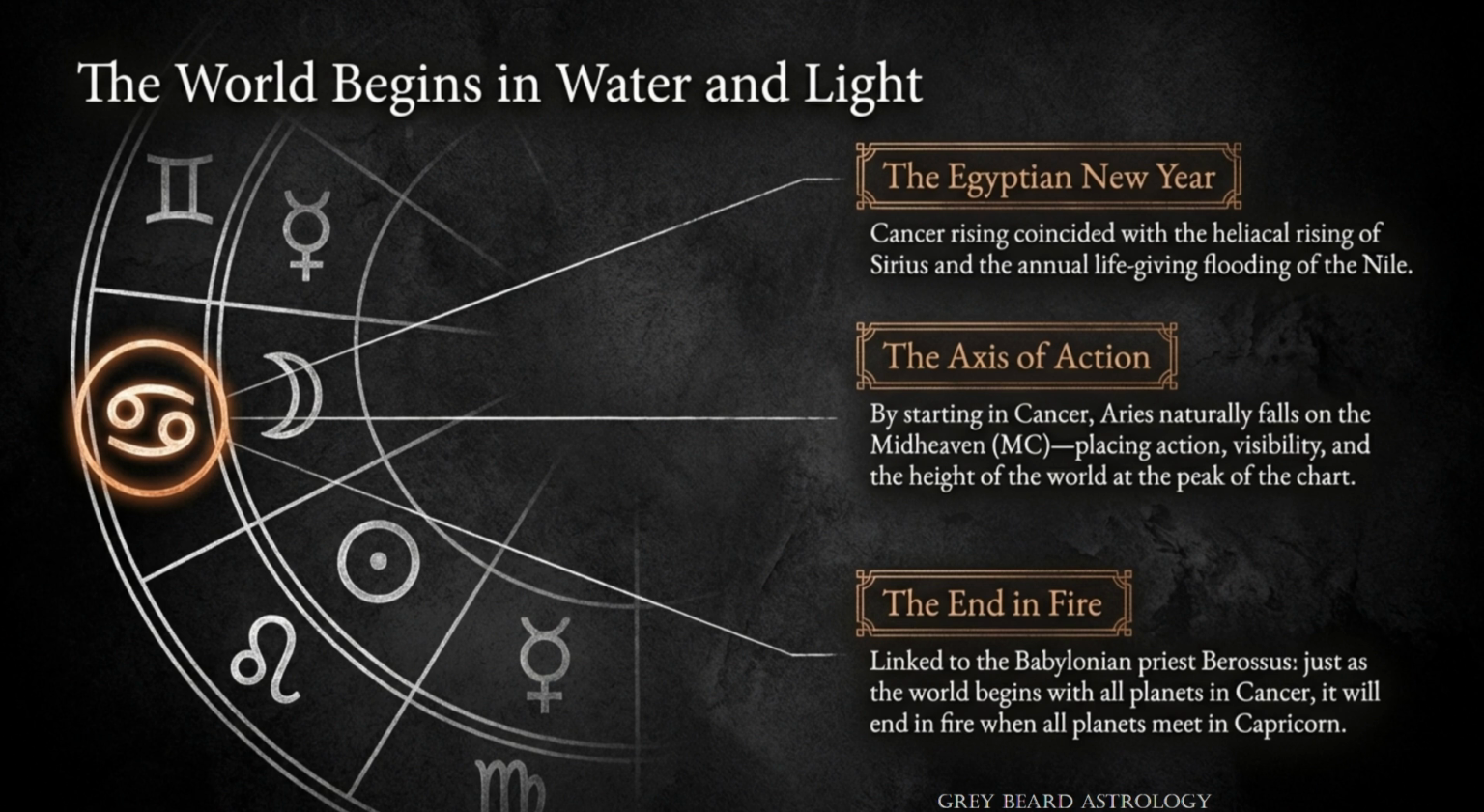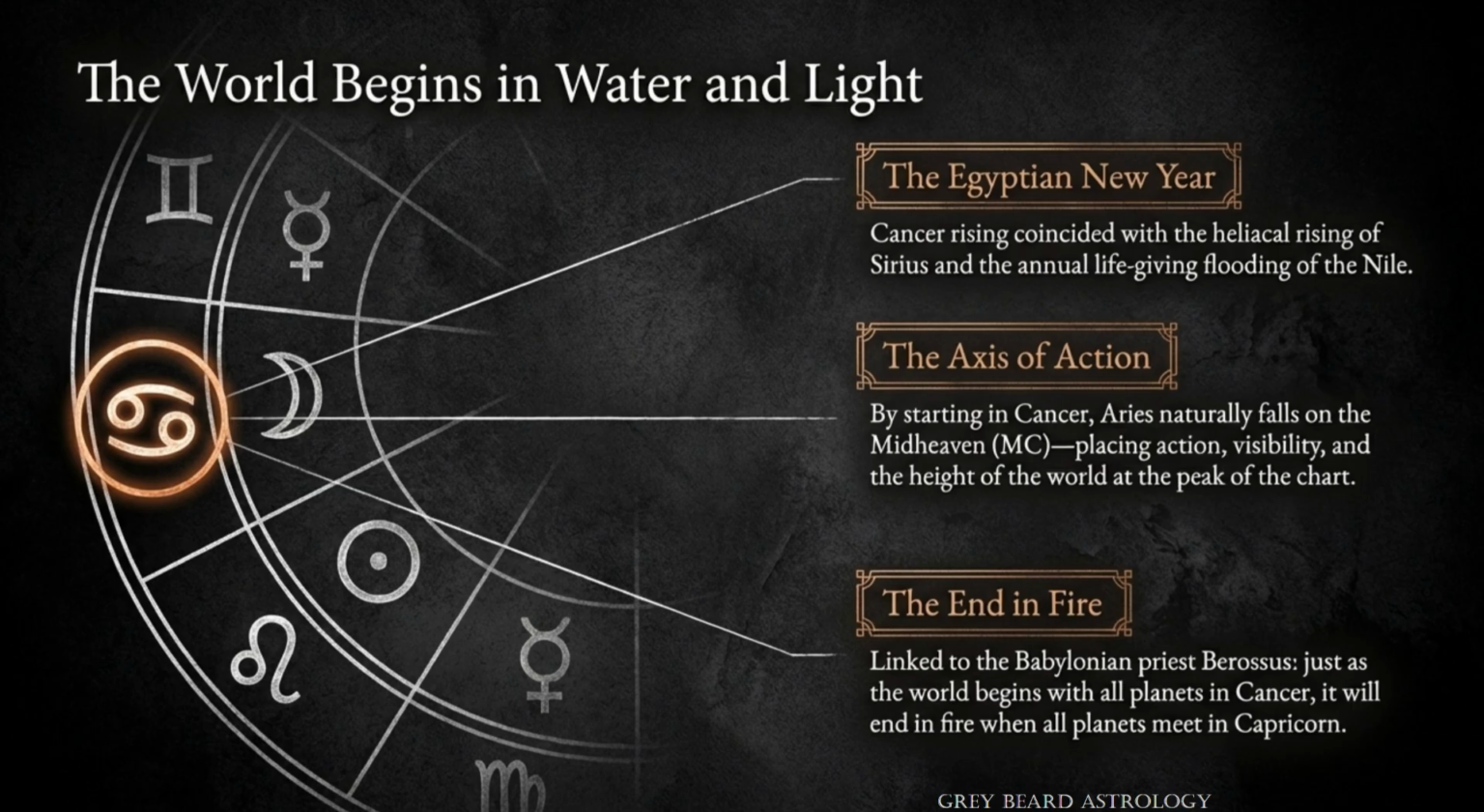So it was another reason why they picked Cancer for the rising, mythical, theoretical beginning of the universe kind of thing. The world begins in water and light. So it was the Egyptian New Year. Cancer rising coincided with the heliacal rising of the Sirius fixed star and the annual life-giving flooding of the Nile. There we go. That's the other thing. The Nile, you're in a desert over there, and you need the summer floods to sustain life and grow crops.